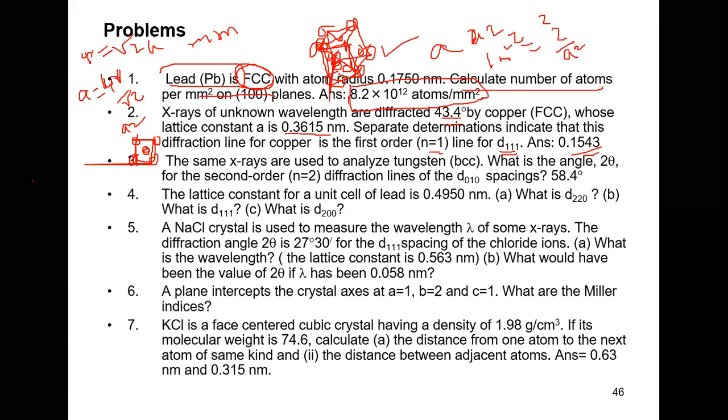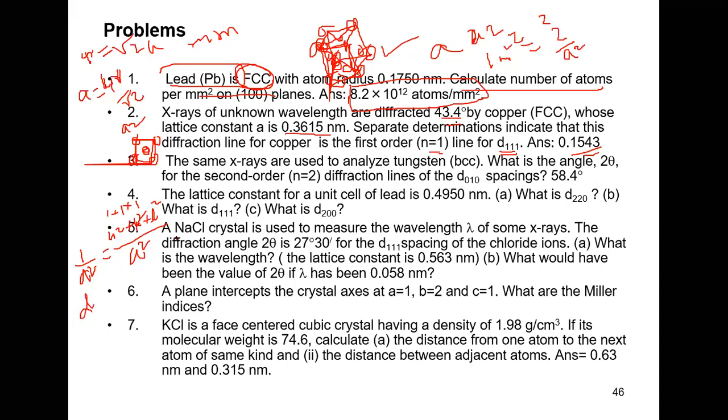From D11, a is given, so you can calculate the value of d. How are you going to calculate it? Because we know the relationship 1 by d square equal to h square plus k square plus l square divided by a square. So you know a, and you know hkl, it is 1 square plus 1 square plus 1 square, that is 1 plus 1 plus 1. So this is known, and we'll be able to get d.